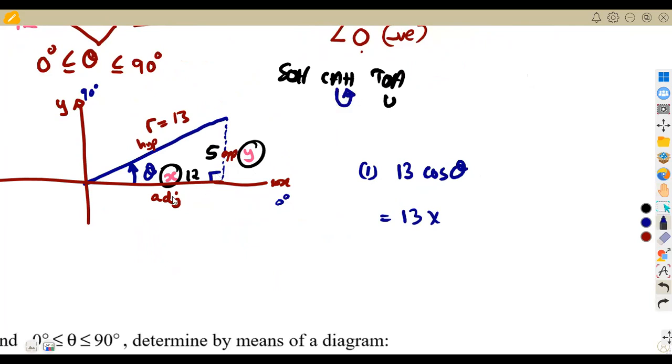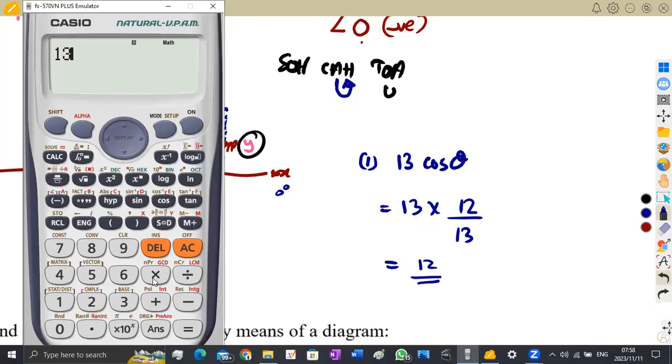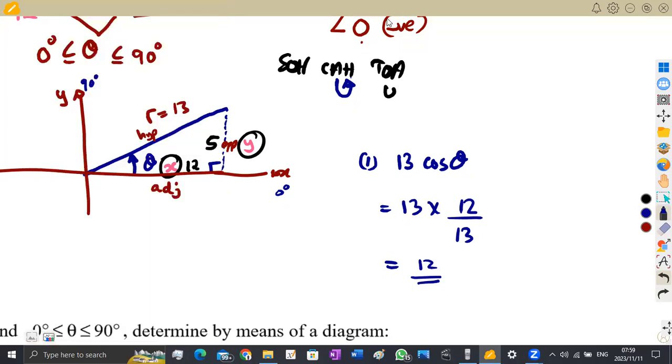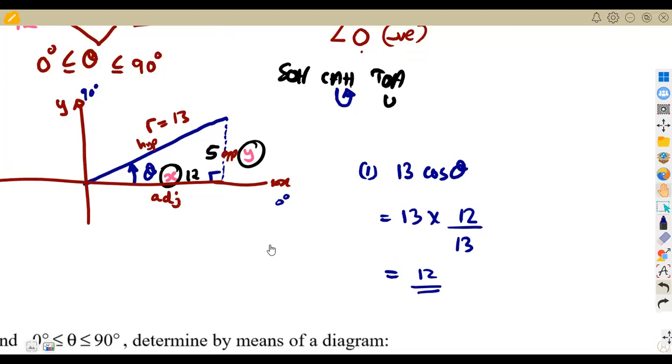So according to this theta, that is our adjacent. All right, so you're going to have adjacent, which is 12 in this case, over the hypotenuse, and our hypotenuse is 13. So that's going to be 13 times 12 over 13, which is going to be 12 in this case. Or you can just use your calculator to multiply the two. That is, we are going to multiply 13 times 12 over 13, which gives 12. So that means we've got the value of 13 cos theta. You're just substituting now because everything is there on your diagram.